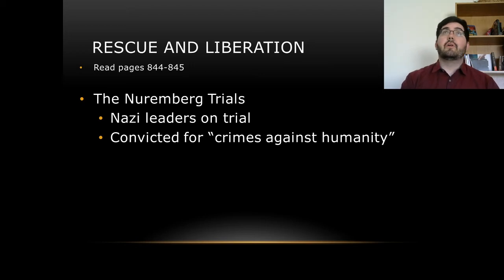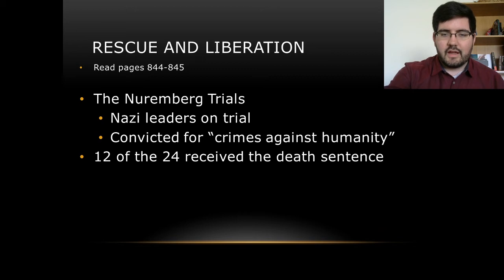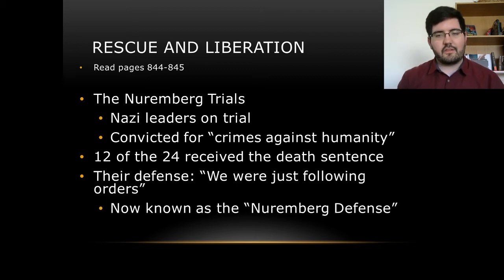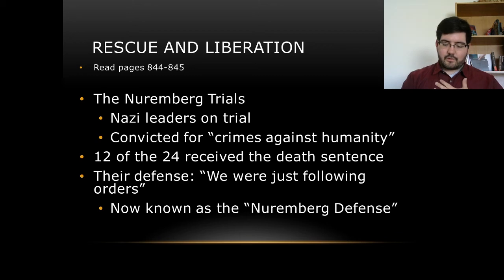Eventually, a lot of the people in the Nazi high command were put on trial after the war, and they were convicted for crimes against humanity. And 12 out of the 24 officers and people in the Nazi high command who survived the war received the death sentence. Their defense was that they were just following orders at the time. This is how they wanted to defend themselves. It's like, it wasn't us who did it. We were just following orders from the top of the Nazi command, from Hitler himself.